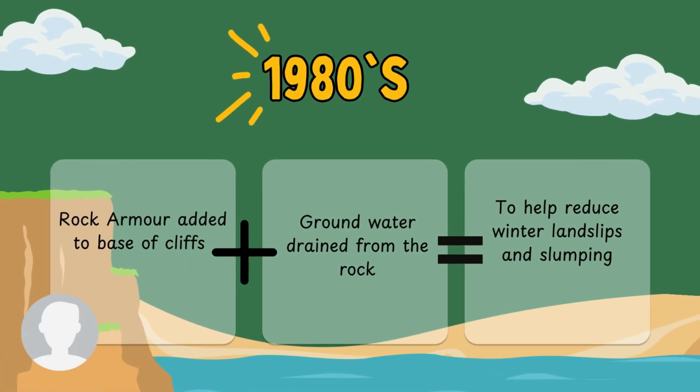In the 1980s, rock armour was put in place at the base of the cliffs, and groundwater drained from the rock to improve stability and reduce the frequency of slippage, as during the winter months, heavy rainfall led to landslips occurring in the cliffs around Swanage, causing material to fall onto the beach.